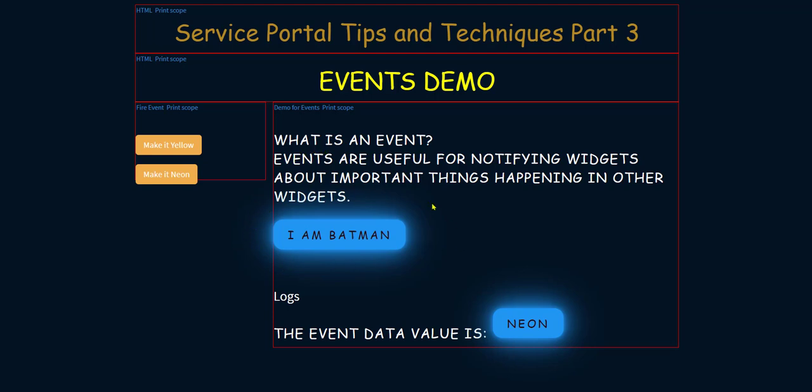So you can see it says "I am Batman" and the color is neon. If I just click on "make it yellow", you can see it work. And if I click on "make it neon", that's how it is working. And you can see below what is the data that is coming up. I'll talk about the data in a minute. Let's see how it works first.